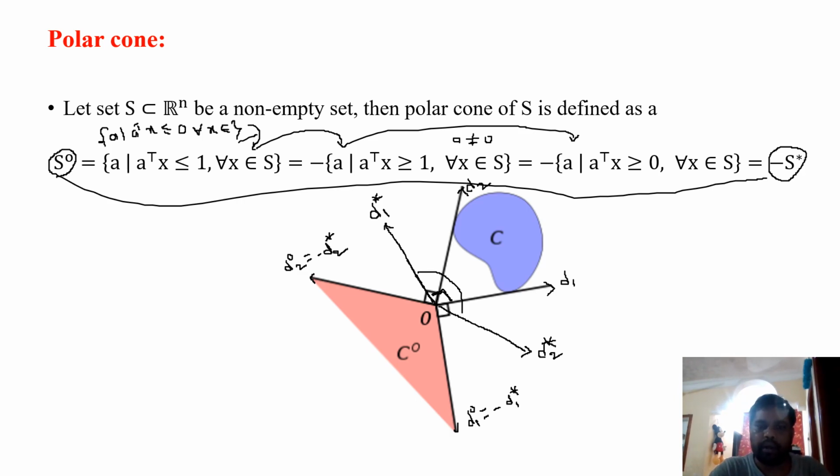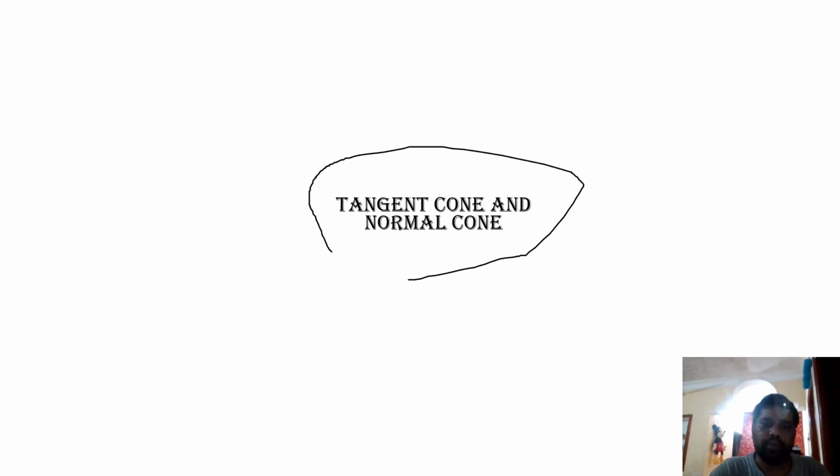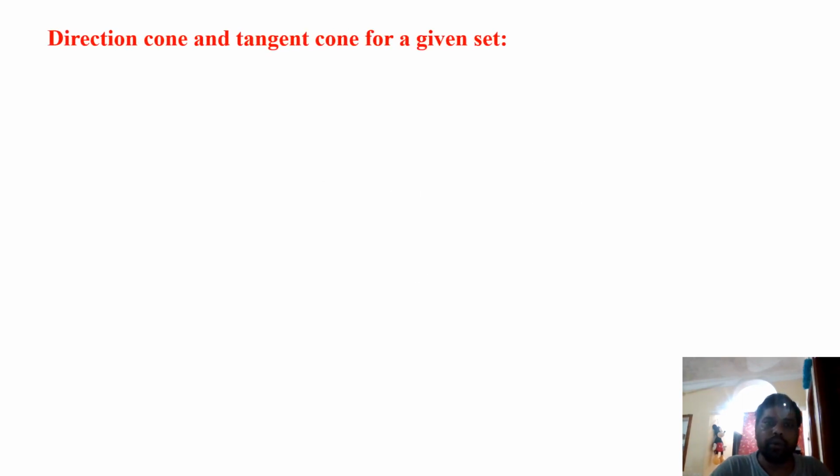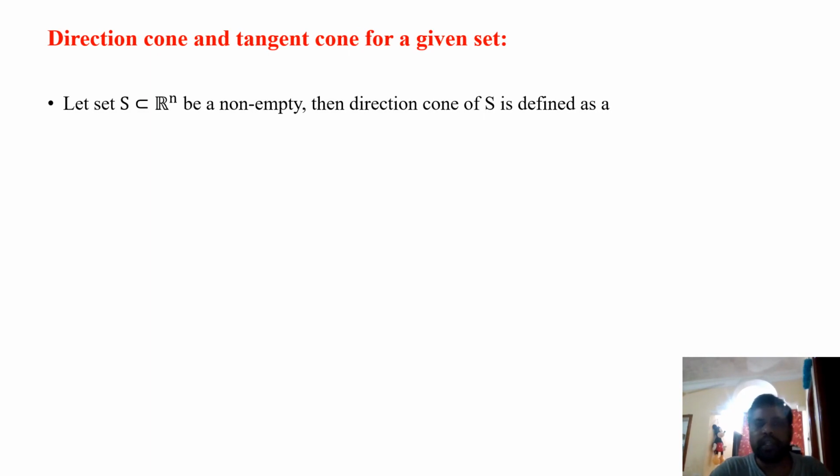Everything I have already defined in the same picture, you can look into that. Now I will discuss the more important kinds of dual cone and polar cone: the tangent cone and normal cone. In order to study the tangent cone, first I would like to introduce the direction cone, then I will go on to discuss the tangent cone. So what is the direction cone?